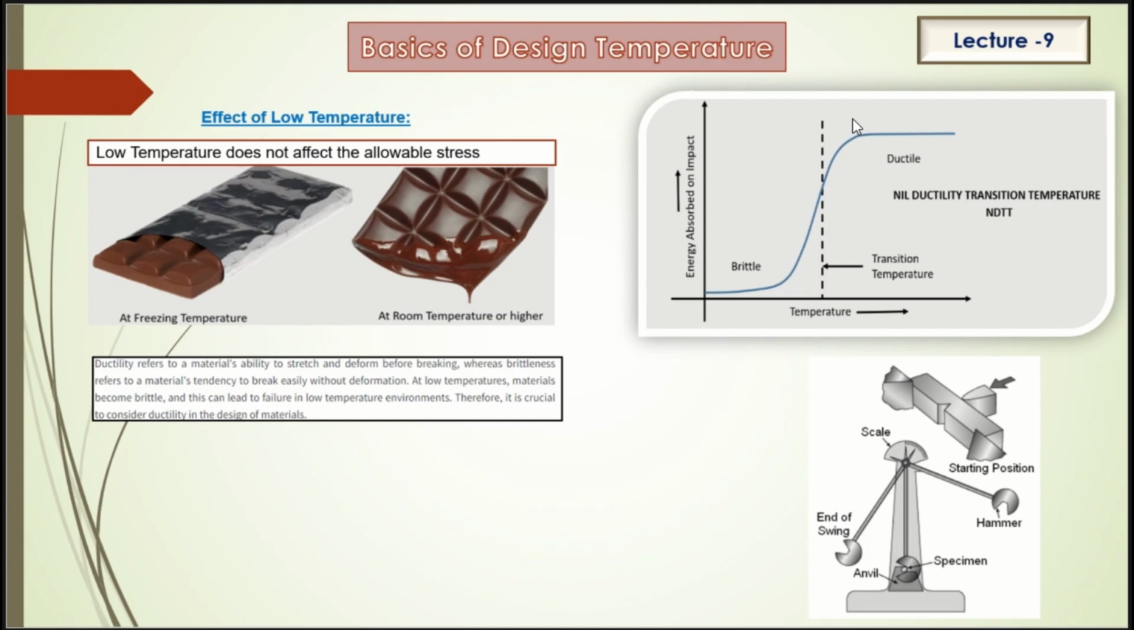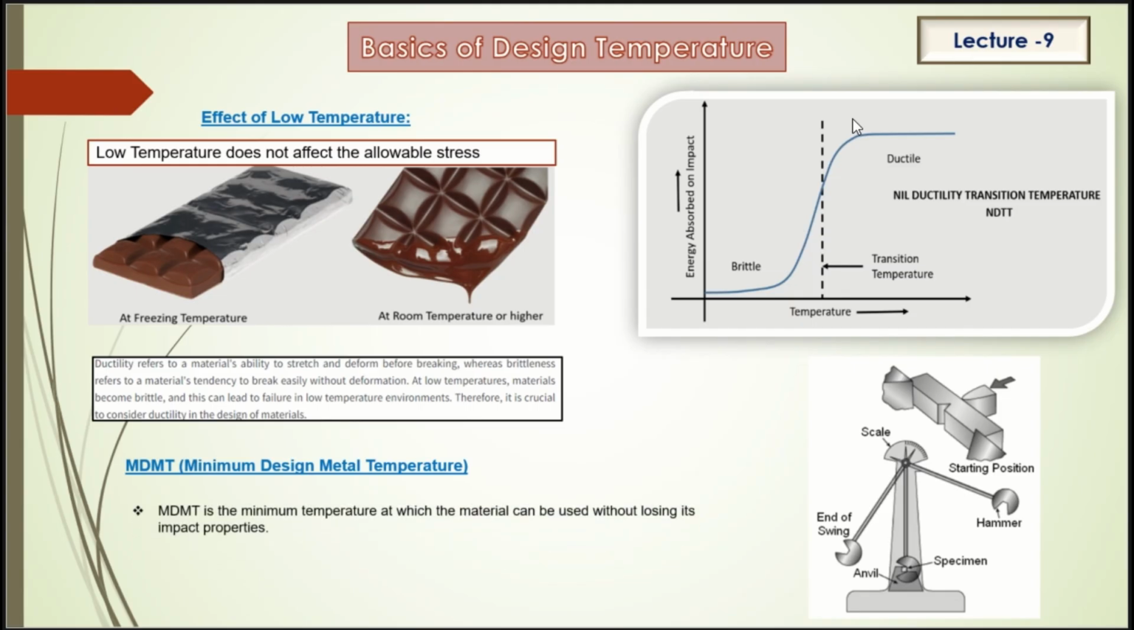So this is all about the effect of low temperature, guys. And next, minimum design metal temperature. What is minimum design metal temperature? The code says that minimum design metal temperature is the minimum temperature at which the material can be used without losing its impact properties, because we need to consider this MDMT in our design. Why? I already told us, due to low temperature our material will fail like a glass. So that's why we need to consider this low temperature, that is nothing but minimum design metal temperature.